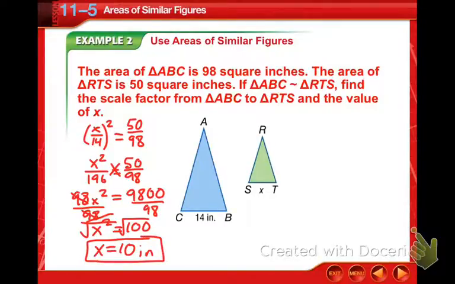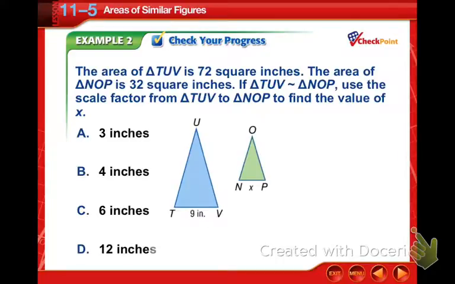Alright, so now we have one more like this. So again, two triangles. So we have two triangles here. So we know that NP is the base of one triangle. It's x. We don't know it yet. Trying to find it. Area of the smaller triangle is 32. Area of the larger triangle is 72.